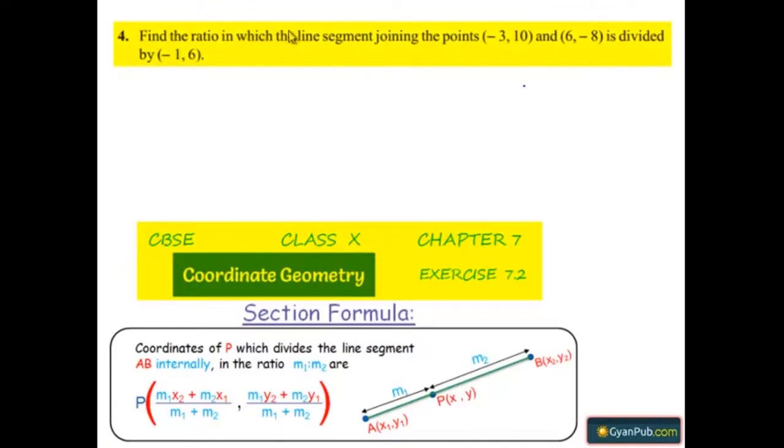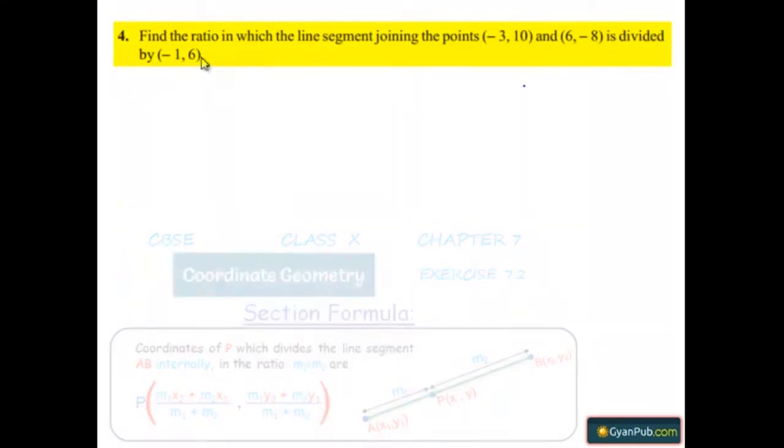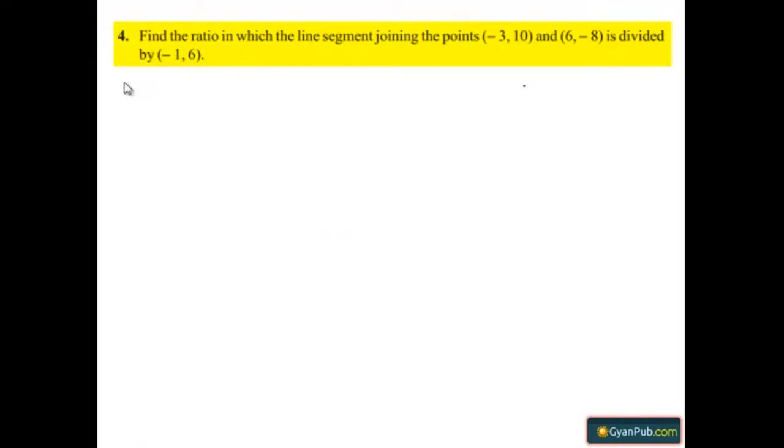Find the ratio in which the line segment joining the points (-3, 10) and (6, -8) is divided by (-1, 6). Let's have the solution for this problem. Let the given points be A(-3, 10), B(6, -8) and C(-1, 6). We need to find the ratio in which C divides the line segment AB.